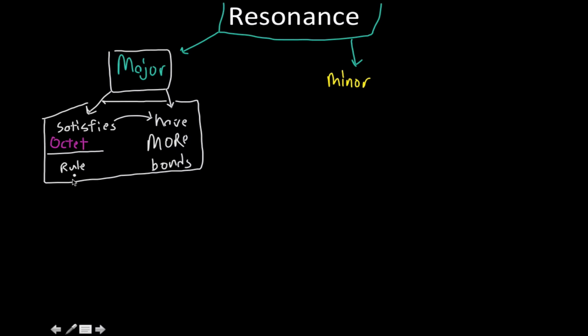And there are two things that the major resonance structure determines. Major resonance structures determine both the shape of the molecule, the geometry of it, and the hybridization of the atoms inside of it.